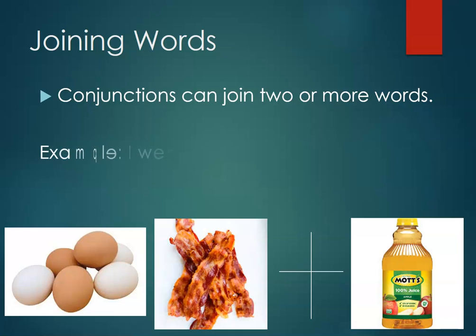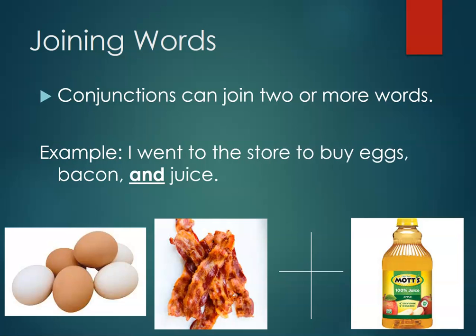So let's talk about when we join words together. Conjunctions can join 2 or more words, such as, I went to the store to buy eggs, bacon, and juice. So we're combining eggs, bacon, and we're adding juice in there with the and. If you have 2 or more nouns, you use a comma, as is highlighted. And we're using the conjunction and in this one.